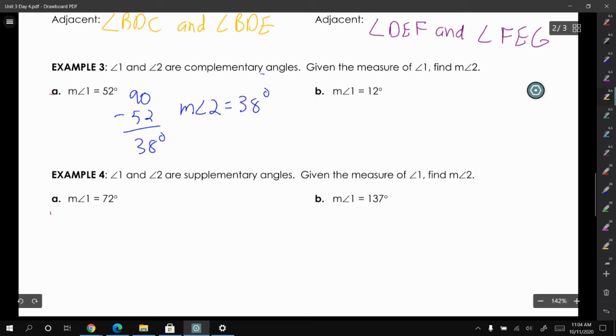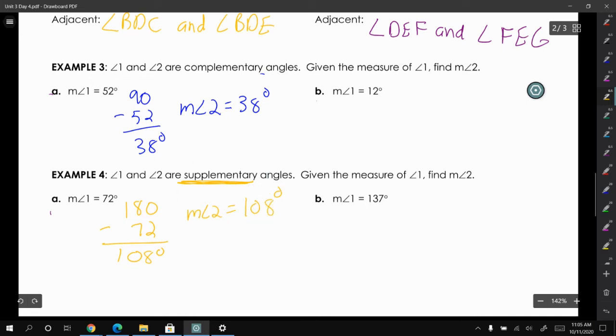Then in example 4, it says angle 1 and 2 are supplementary, which means they add to 180 degrees. Given the measure of angle 1, find the measure of angle 2. So we'd have to do 180 minus the given angle 72, which is 108 degrees. So the measure of angle 2 equals 108 degrees.